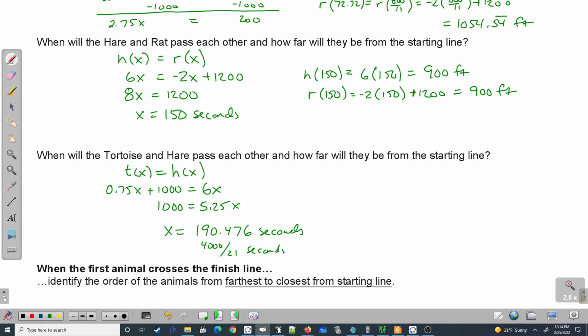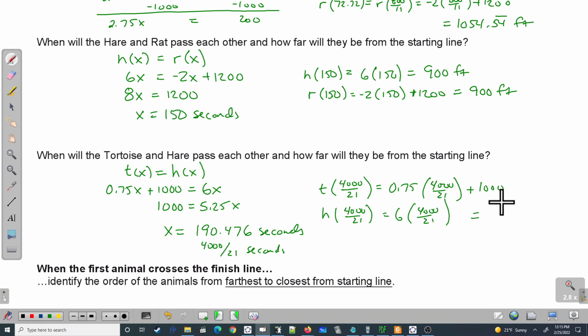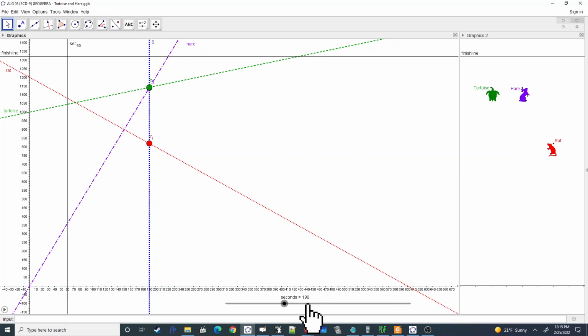So when I said roughly 190, not a bad guess, but it wasn't exact. And one last time, I could put it into the tortoise equation, and I'm going to just use the fractions only because it's exact. I could have gone 0.75 times 4,000 over 21 plus 1,000, or I could have gone h is equal to 4,000 over 21 and just simply gone 6 times 4,000 over 21. But in both cases, they're both going to come up with something that is close to 1,142.857 feet. This is 190 seconds.